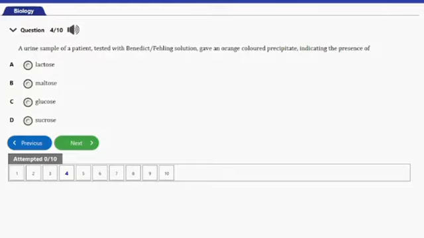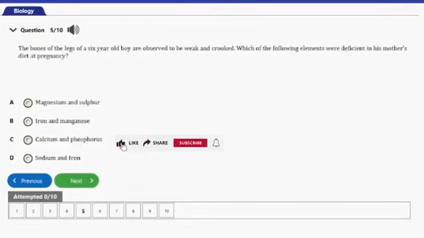The Benedict test is actually used to test for simple sugars like glucose, and we'll notice that when you test for this, you have indications like colors ranging from green to yellow to orange to red, showing the degree of glucose within the substance. And that's it for that question. Option C is the answer to this question. So let's go ahead and consider the next question. That's question number 5 here.